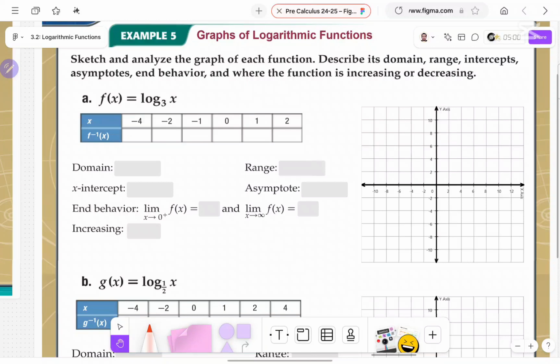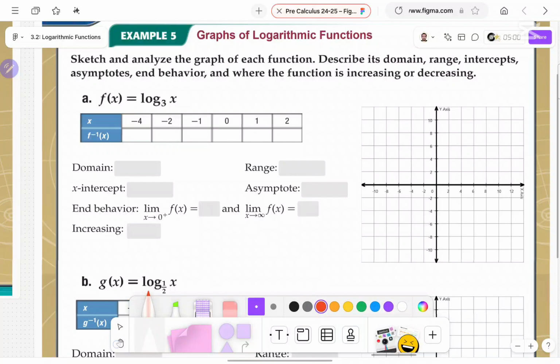So for example, let's sketch and analyze the graph of each function and describe the domain, range, intercept, and all of this stuff. Now, the first thing, let's start with -4. Any negative value gives me undefined. So here undefined, and here also undefined. And even if I replace with 0, do you remember, still undefined, okay?